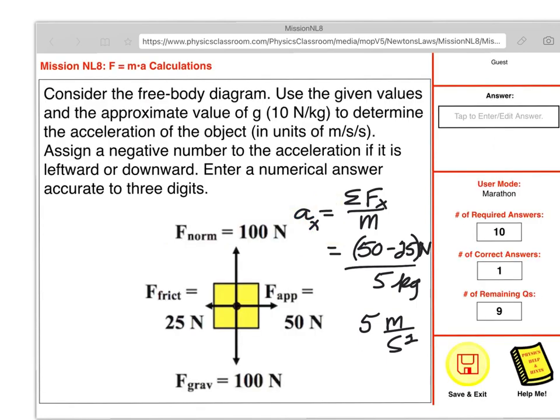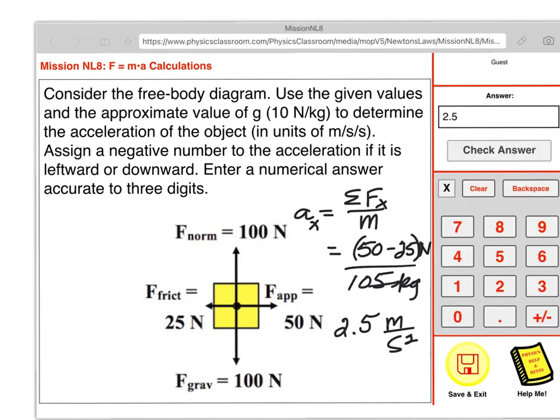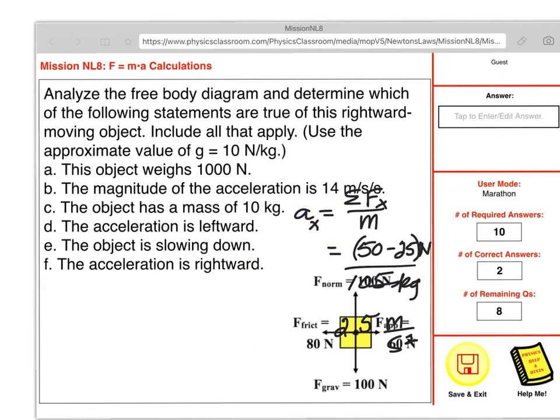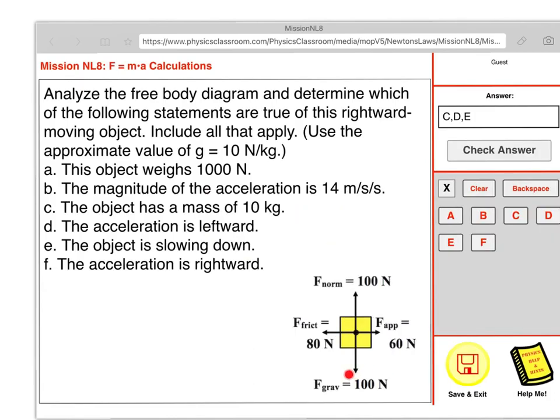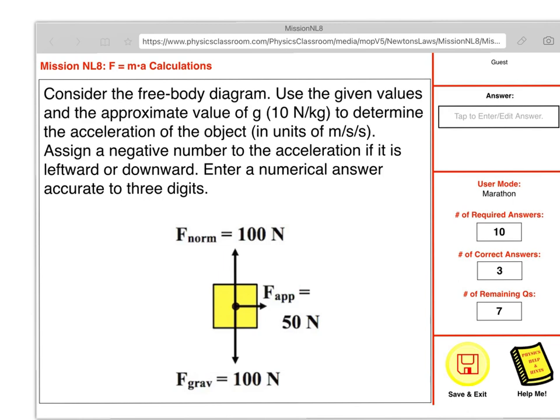Okay. Pretty much the same problem we just did, only this is 100 newtons, so this becomes 10. This would be 2.5. Since the force of gravity is 100, the mass will be 10. The net force is negative 20. That would be an acceleration of negative 2, not 14. The acceleration is leftward. The object would be slowing down because it's moving rightward, and the net force and acceleration is leftward. So those are the answers.